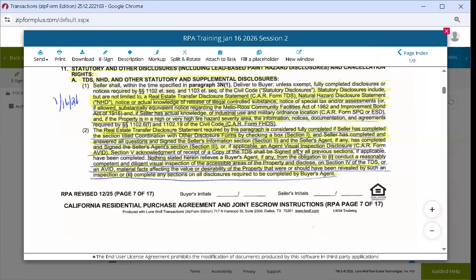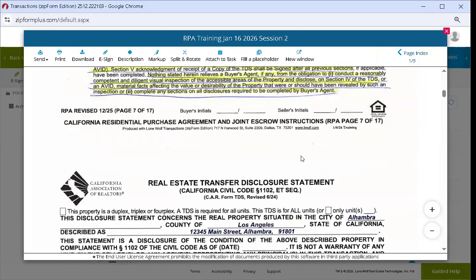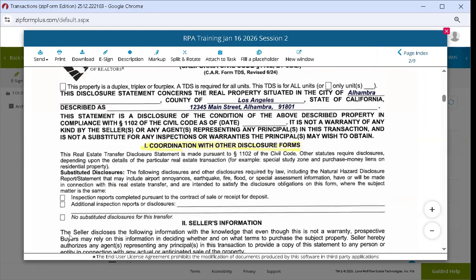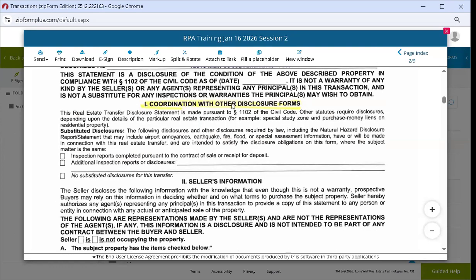It's CAR form AVID. So I am going to switch now to show you those sections that the contract is referencing so we don't get confused. So if a box is not checked here, this is deemed incomplete. So you always come to section, okay, the date here, make sure you put a date in when the seller executes. So when the seller signs, this is the date of this report.